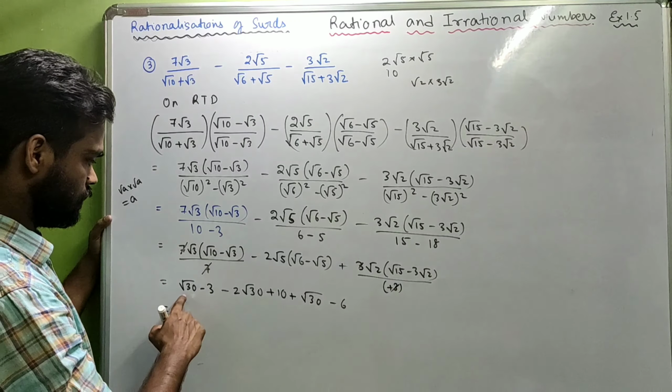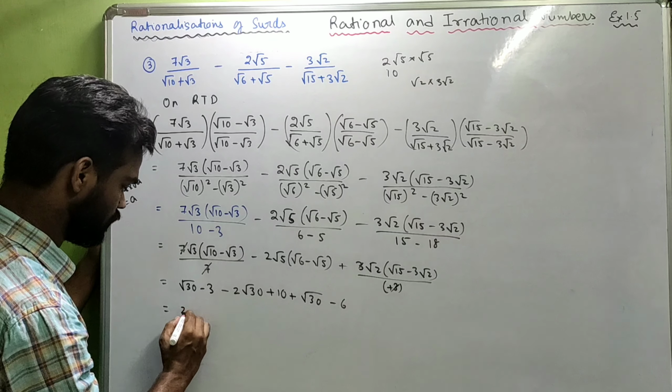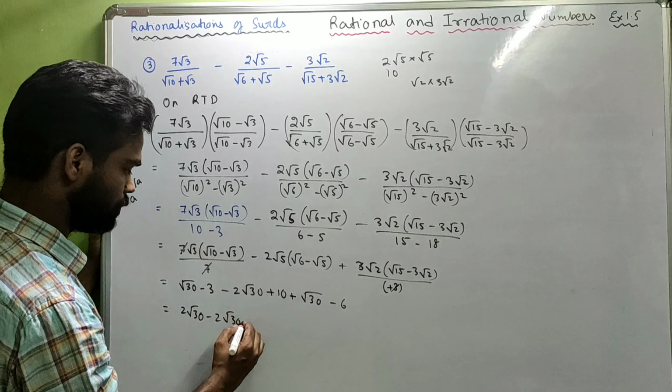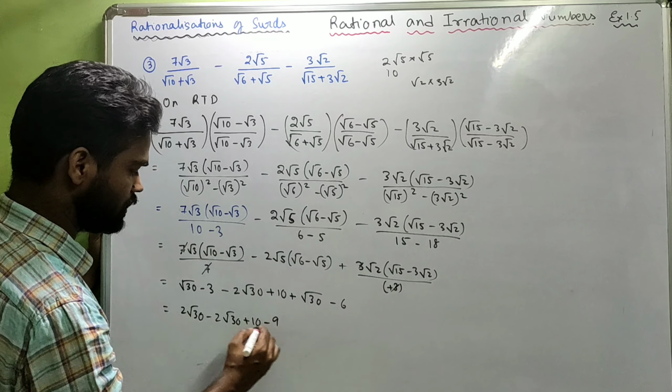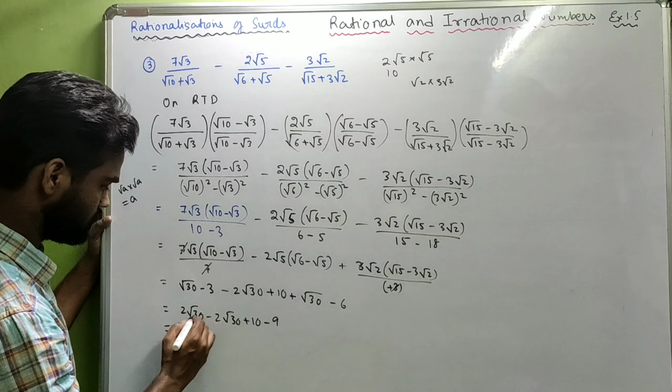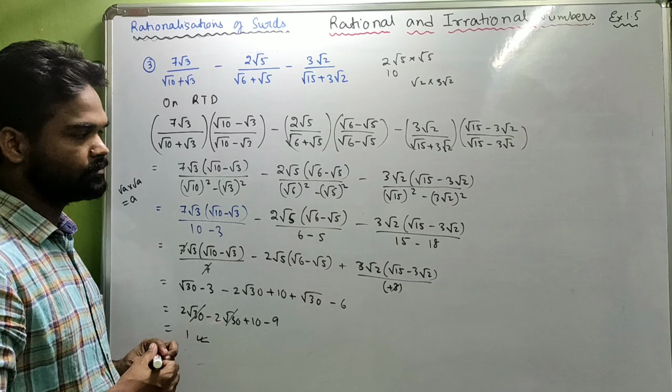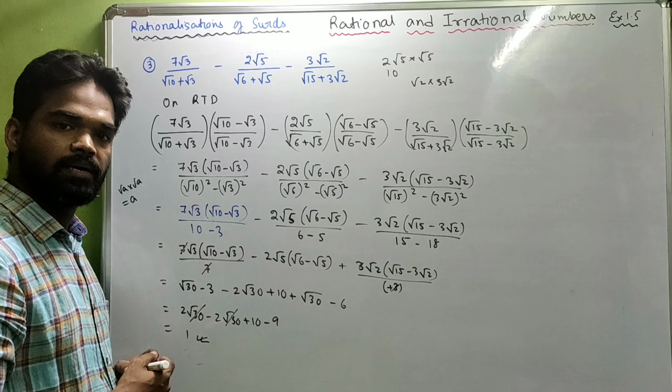Now look over here. Root 30 plus root 30 is twice root 30, minus twice root 30, plus 10 minus 9 minus 3 minus 6. So that's 1. Clear? Now let us look at the next sum.